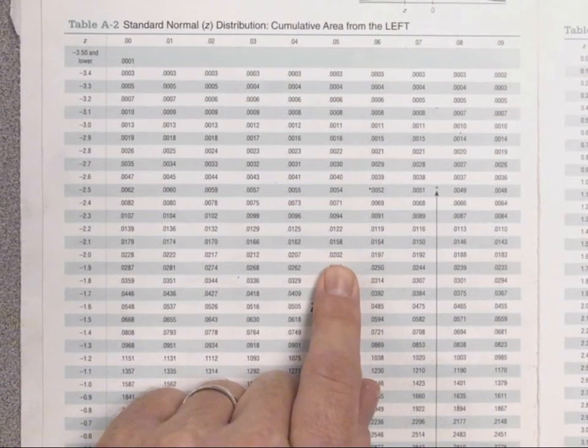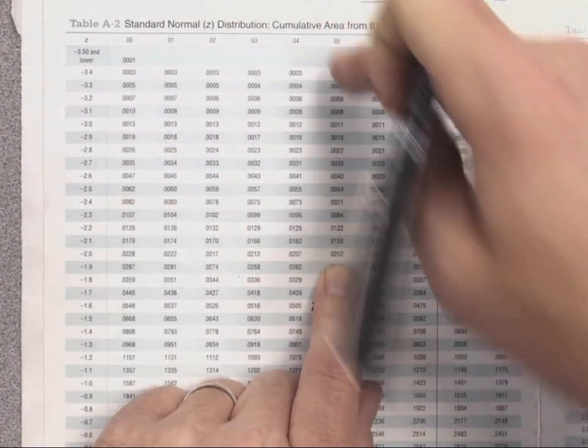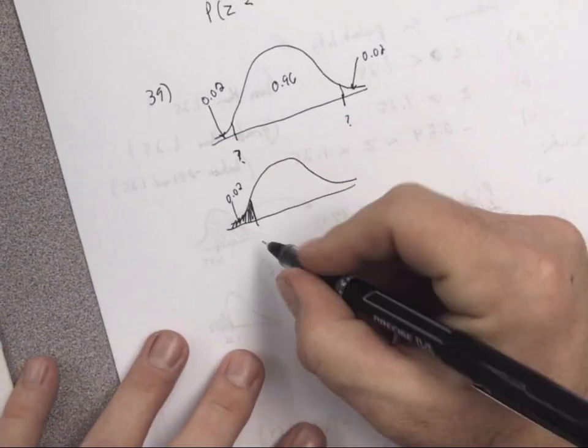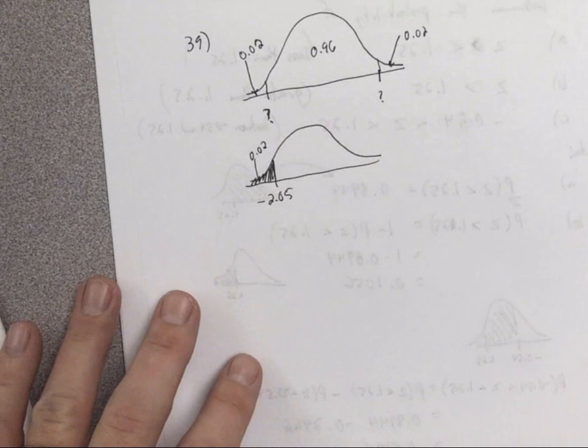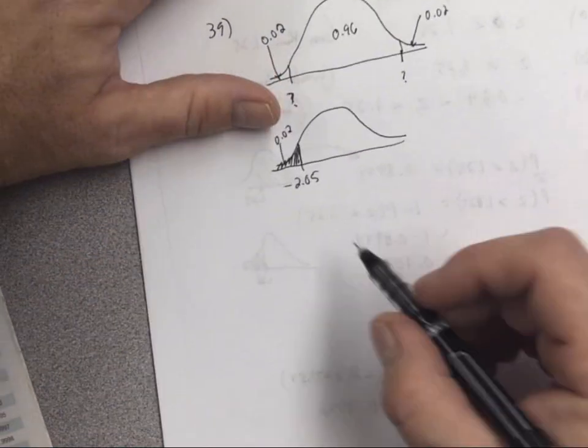So when you track it back, what's the z-score that you get here? Yeah, this goes minus 2.0. Up here is going to be 0.05. So this is, like you said, negative 2.05. Does that make sense? Okay, how do we find the top one?